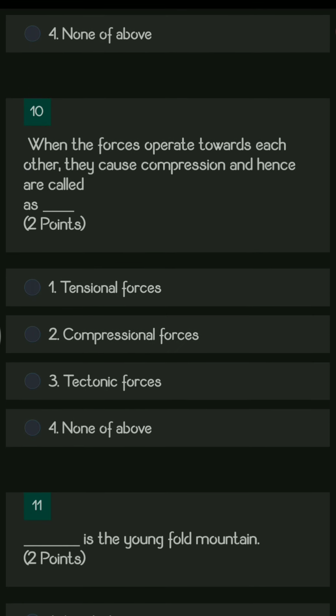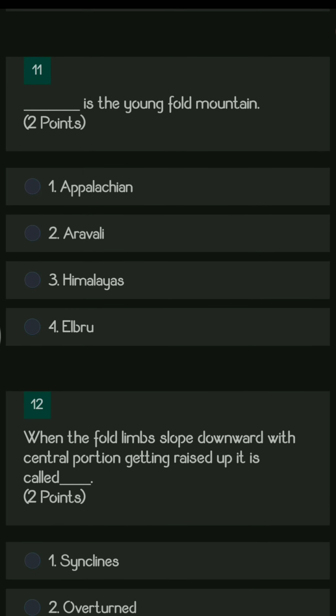Next question: when forces operate towards each other, they cause compression, hence they are called dash. The options are tensional forces, compressional forces, tectonic forces and none of the above. As the forces act towards each other and come closer to each other, they are called compressional forces. Next question: dash is the young fold mountain. The options are Appalachian, Aravallis, Himalayas, Elbrus. The right answer here is Himalayas. So Himalayas is the youngest fold mountain.